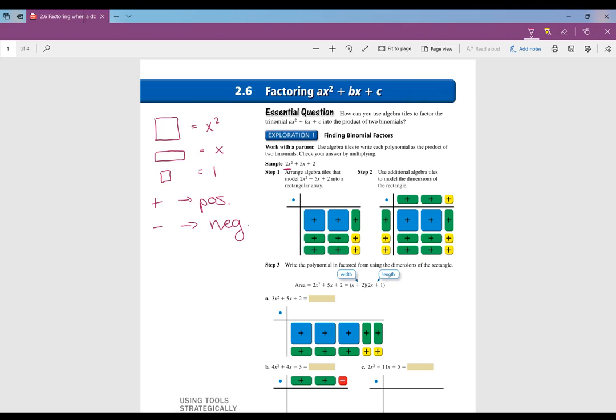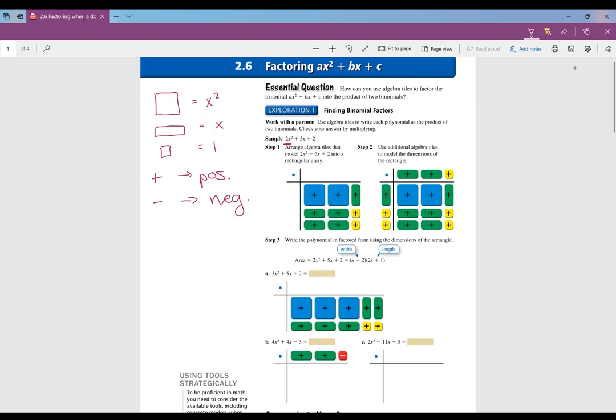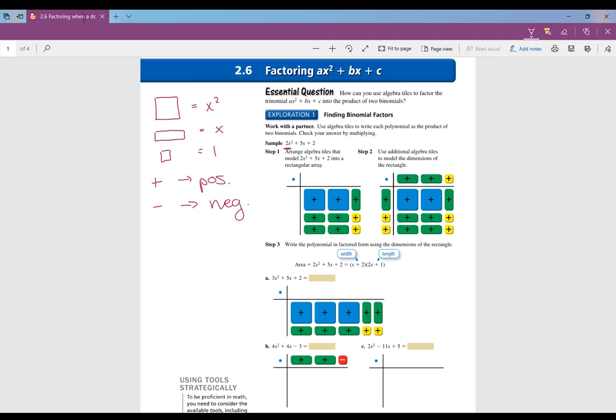All right, so if you look at this exploration over here, we're going to be doing a similar exploration to what we did in 2.5, but this time we're going to have more than one x squared. If you look at this first example, they have 2x squared plus 5x plus 2. So we have 2x squareds and then plus our 5x plus 2. What you need to do again is arrange them in a rectangular shape, and then you can find what the sides are. And if you look at this one, we have x plus 2 and 2x plus 1.